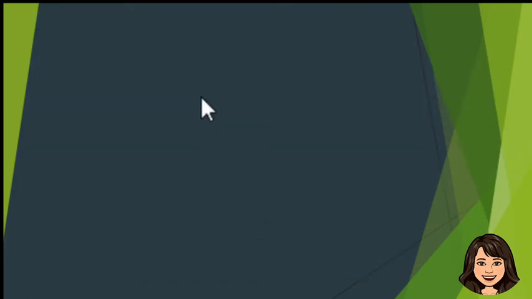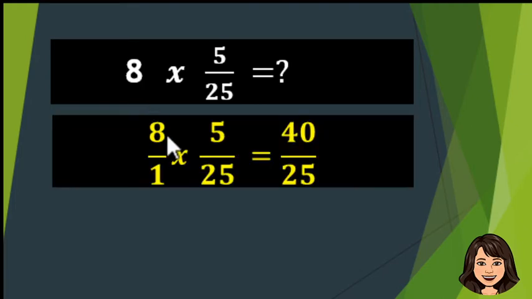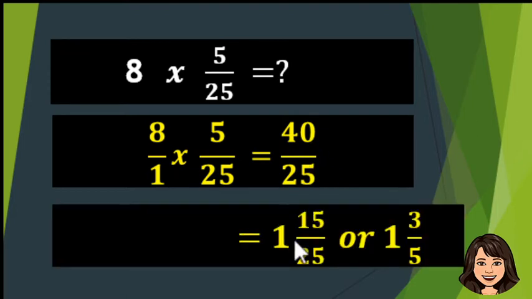Another example, we have 8 times 5 over 25. Change 8 into a fraction with a denominator 1. Then multiply 8 times 5 equals 40. 1 times 25 equals 25. Change this to mixed. You have 1 and 15 over 25.